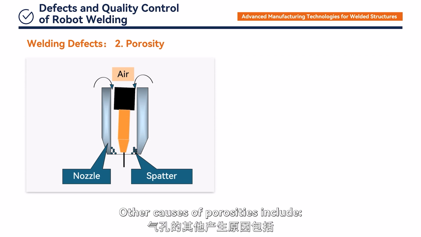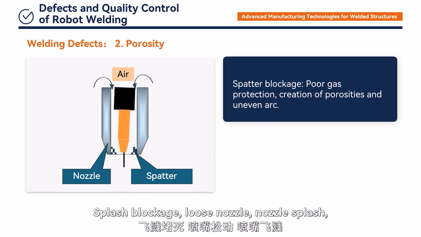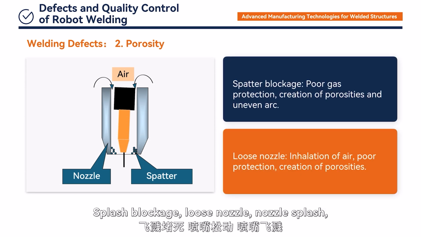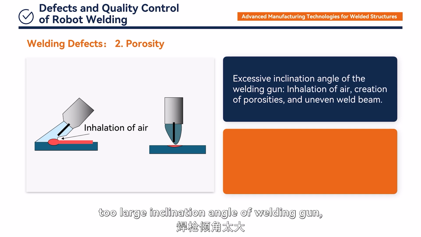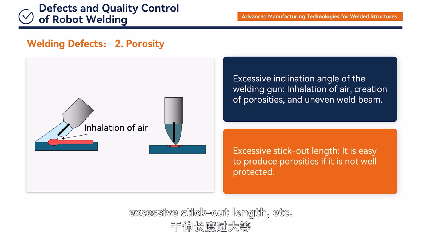Other causes of porosities include splash blockage, loose nozzle, nozzle splash, too large inclination angle of welding gun, excessive stick-out length, etc. These problems can all lead to poor shielding gas performance, which can create porosities.